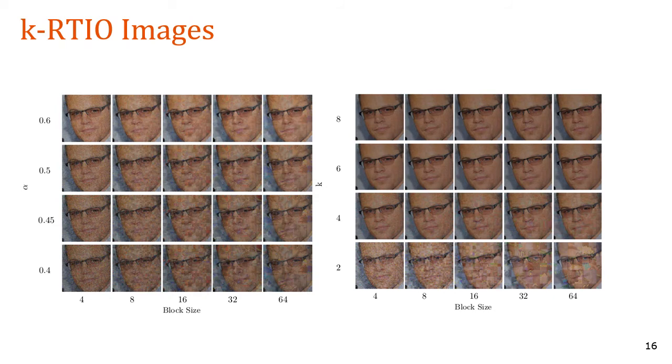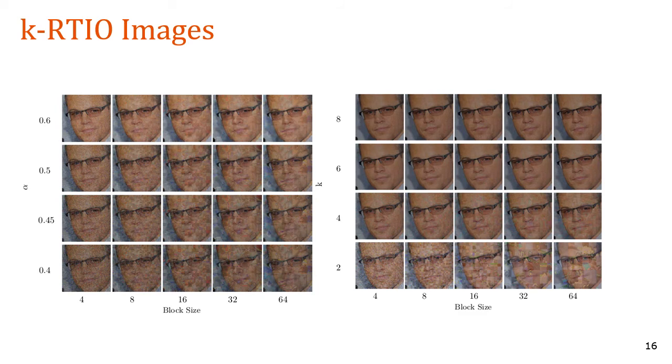Here we present different perturbed images with the k-RTIO approach. On the right, you can see the images perturbed with different k values and block sizes for a fixed alpha, which is equal to 2.5. As you can see, increasing the k values makes the final image look like a noisy image, and random noise doesn't work on CNNs.